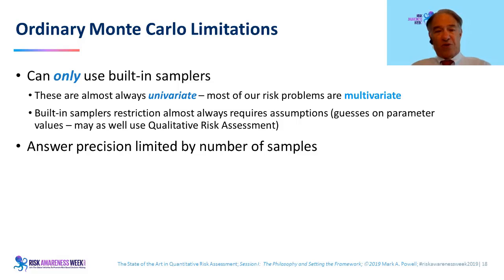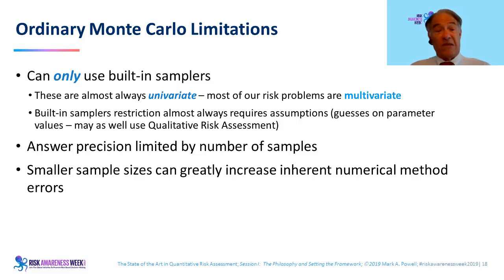So our answer precision is limited by our number of samples. And smaller sample sizes can greatly increase the inherent numerical method errors. For example, with only 100 samples, the numerical method error for ordinary Monte Carlo, or for Monte Carlo in general, can be as much as plus or minus 40 percentage points. Your answer is always going to be between 0 and 100. But if you get an answer of, say, 80%, the true answer could be 40%, or it could be 100%, anywhere in that range. So the number of samples is extremely important.